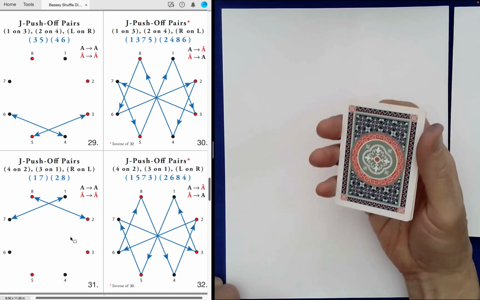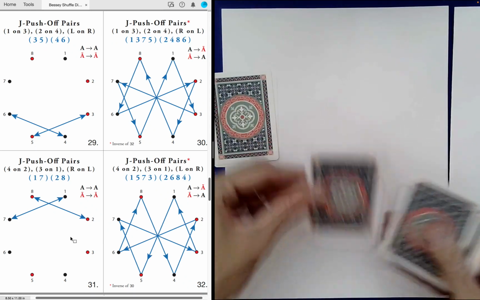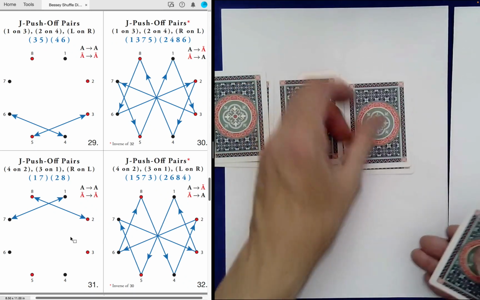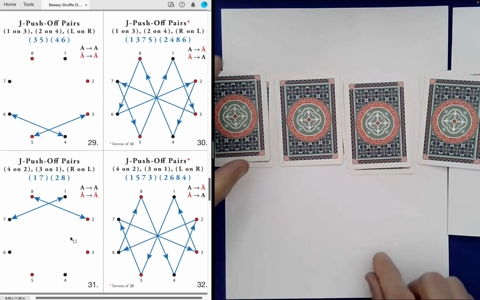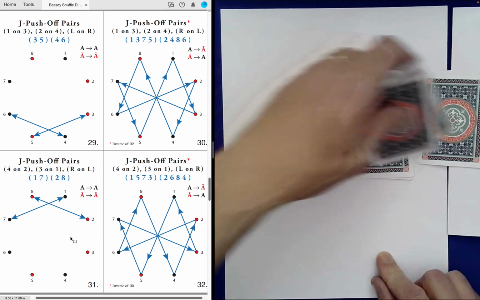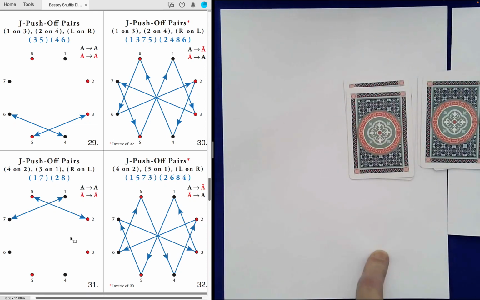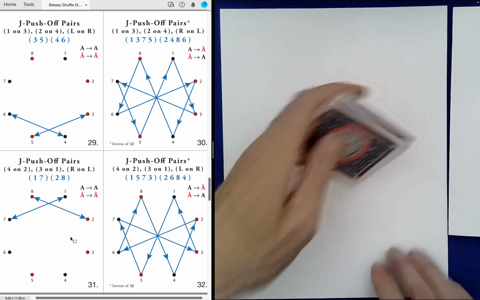Shuffle 30? Okay, so all of these are push-off pairs shuffles. Okay, so I'll do that. Very good. So shuffle 30 is as follows. Pile 1 goes on top of pile 3. Pile 2 goes on top of pile 4. And then the right pile gets stacked on top of the left. Okay, so that is shuffle 30.